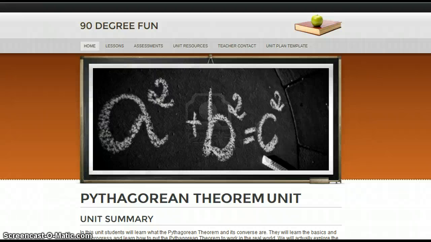Hi, I'm Kaylee Harahan, and my unit is on Pythagorean theorem for 8th grade mathematics. My website is titled 90° Fun because that will remain throughout this unit. As you can see on my navigation bar, it includes a drop-down of 3 lessons, assessments, my unit resources, my teacher contact, which is linked to my teacher website, and my unit template.